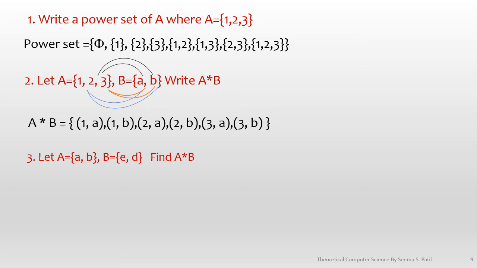Next example is, let A equal to {a, b}, B equal to {e, d}, find A star B. A star B equal to (a, e), (a, d). Next element is b, (b, e), (b, d).